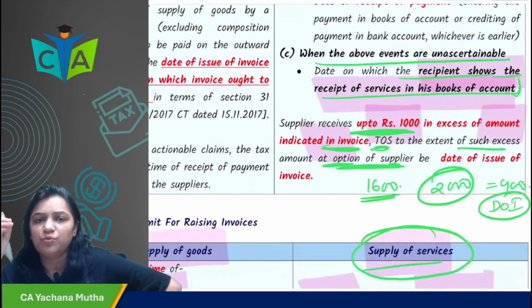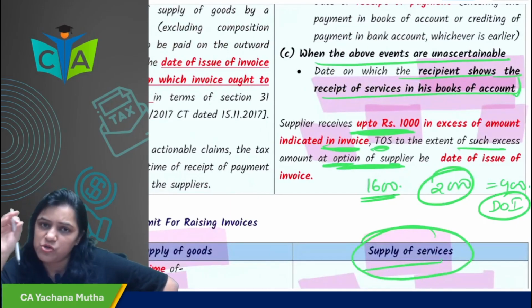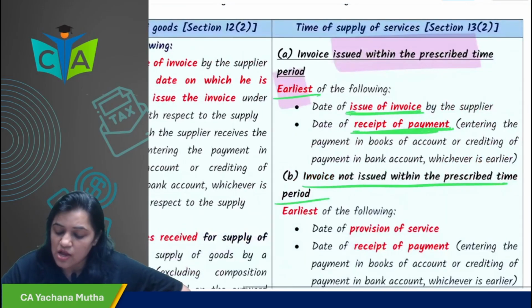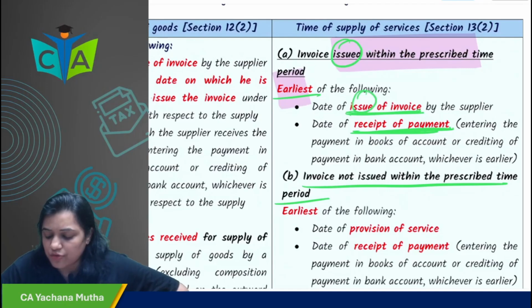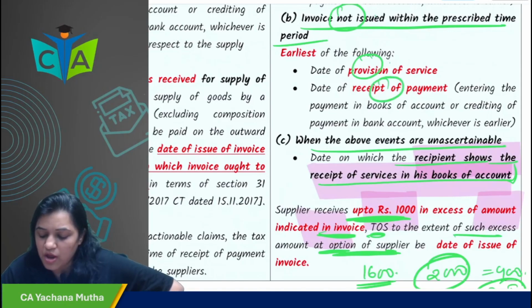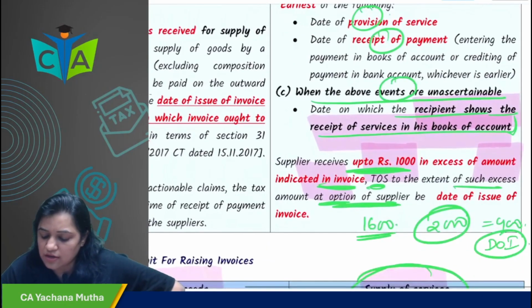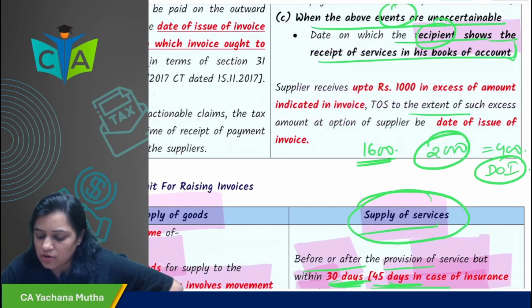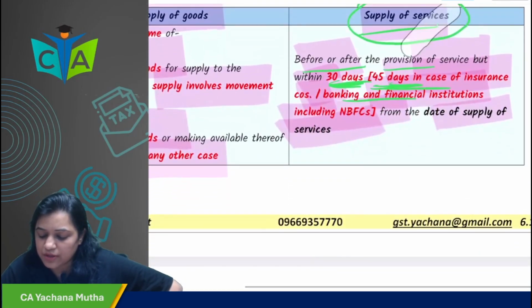So if you have received an advance up to 400 rupees, for that 400 rupees it could be the date of issue of invoice at the option of the supplier. Okay, so there are different possibilities in case of services. Invoice issued within the time limit: date of issue of invoice or receipt of payment, whichever is earlier. Invoice not issued within the time: date of provision of service or receipt of payment, whichever is earlier. When the above events are not ascertainable: date on which the recipient shows receipt of services in his books of accounts. And for the amount in excess of 1000 rupees, the time of supply to the extent of such excess amount, at the option of the supplier, will be the date of issue of invoice. I hope it is clear now.